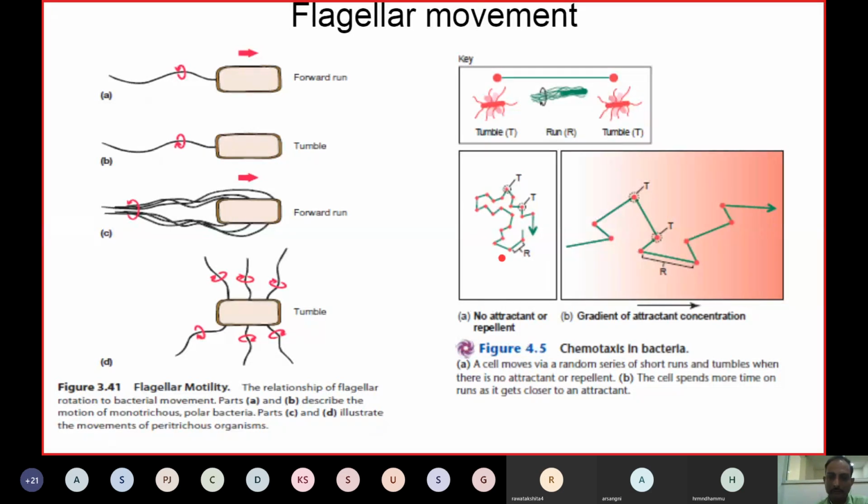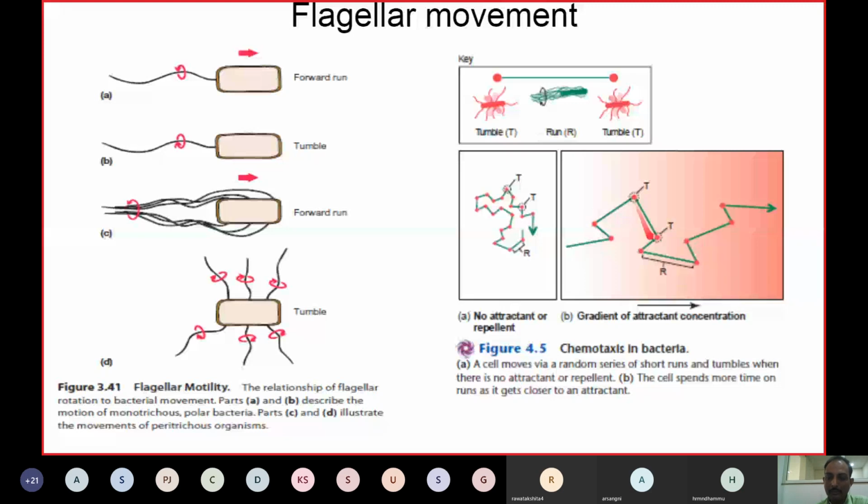Here there are short runs, and they are random, followed by a tumble. The red is tumble and green is run. So green is run, then tumble, then run, then tumble. You can see that there is a short run. But if you compare this picture, you can see that there is a long run. The bacteria moves from this position to this position, then tumble, then moves from this position to this position, then tumble, then movement. So you can see this long run, more time on run.